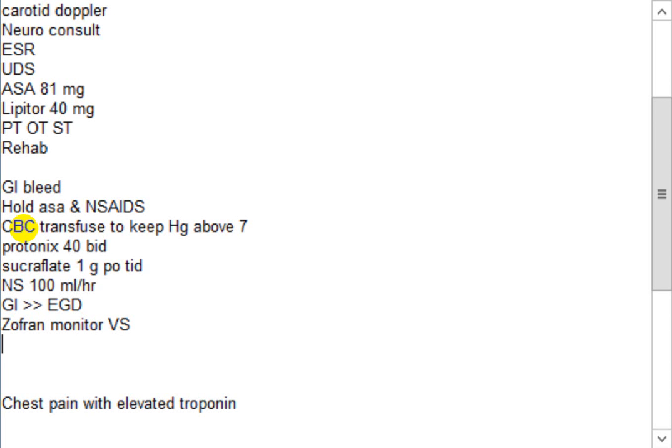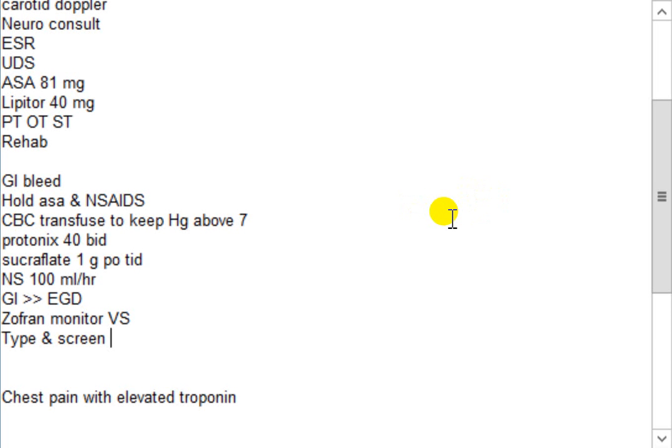So this is kind of to give the nurse the idea that if the hemoglobin drops, they can just go and transfuse. You can do type and screen as well. So this is kind of the presentation of GI bleed, and usually once they do the EGD, trying to find out what could be causing that, and on discharge you hold the medications that could have caused it and you discharge them with the protonics, obviously. So this is for GI bleed.